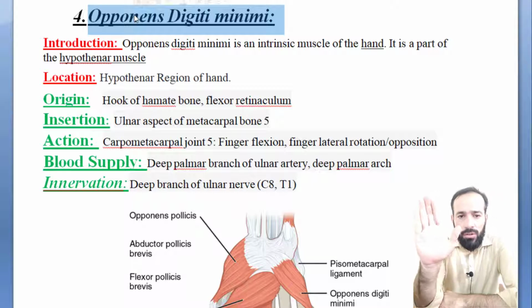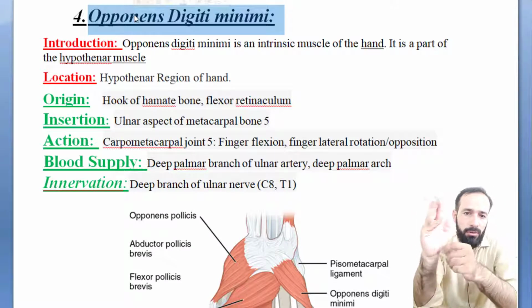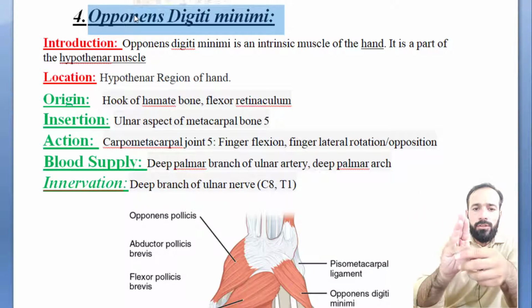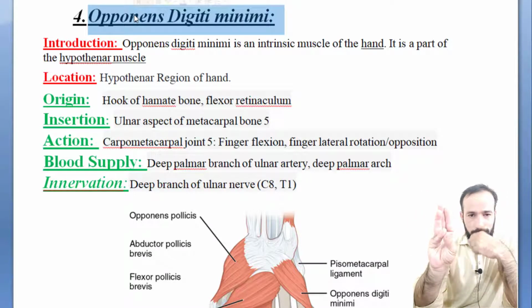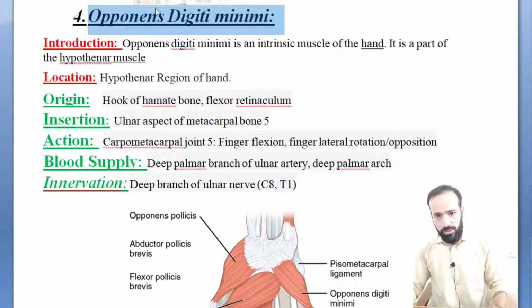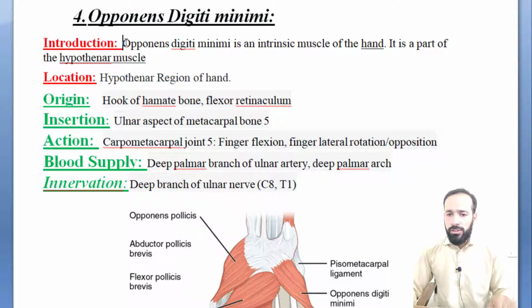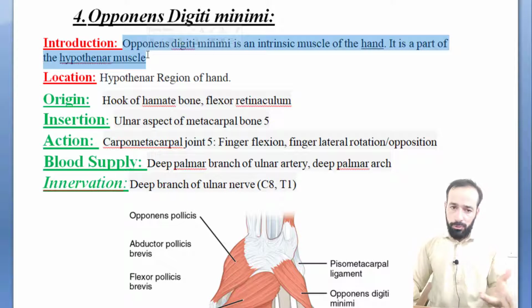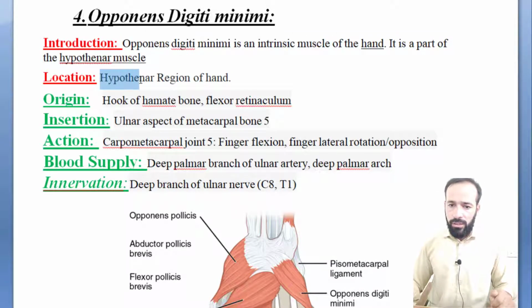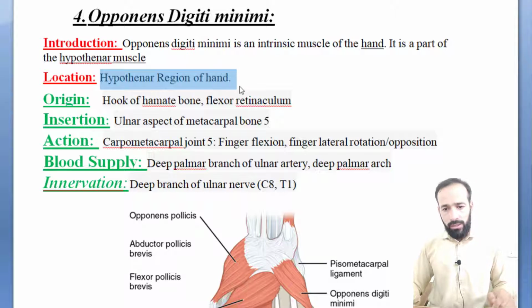There was opponens pollicis and there is opponens digiti minimi, which brings your small digit towards your thumb. So this is opponens digiti minimi. I hope you are understanding me. Opponens digiti minimi is an intrinsic muscle of the hand, a part of the hypothenar muscles. Okay, where is it located? It is located in the hypothenar region of the hand.